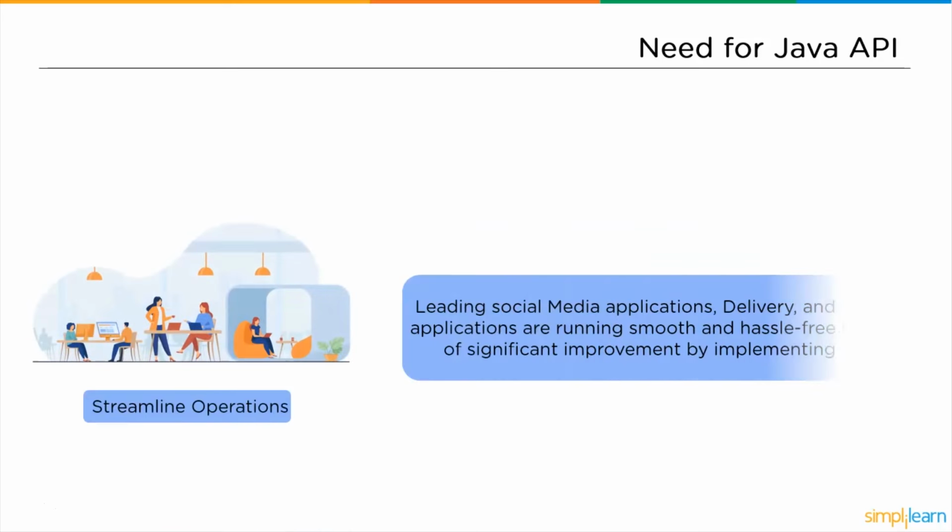So the first one is to streamline operating procedures. We have multiple social media applications like Twitter, Facebook, WhatsApp, etc. Followed by that, we have multiple delivery applications such as Amazon, Flipkart. Then we have the F&B such as Zomato, Swiggy, etc. So all these applications are running smooth and hassle-free because of the significant improvement in the implementation of Java APIs. By using Java's APIs, users are provided with multiple options on the screen. So this kind of approach makes the functionality very simple and easy to use.